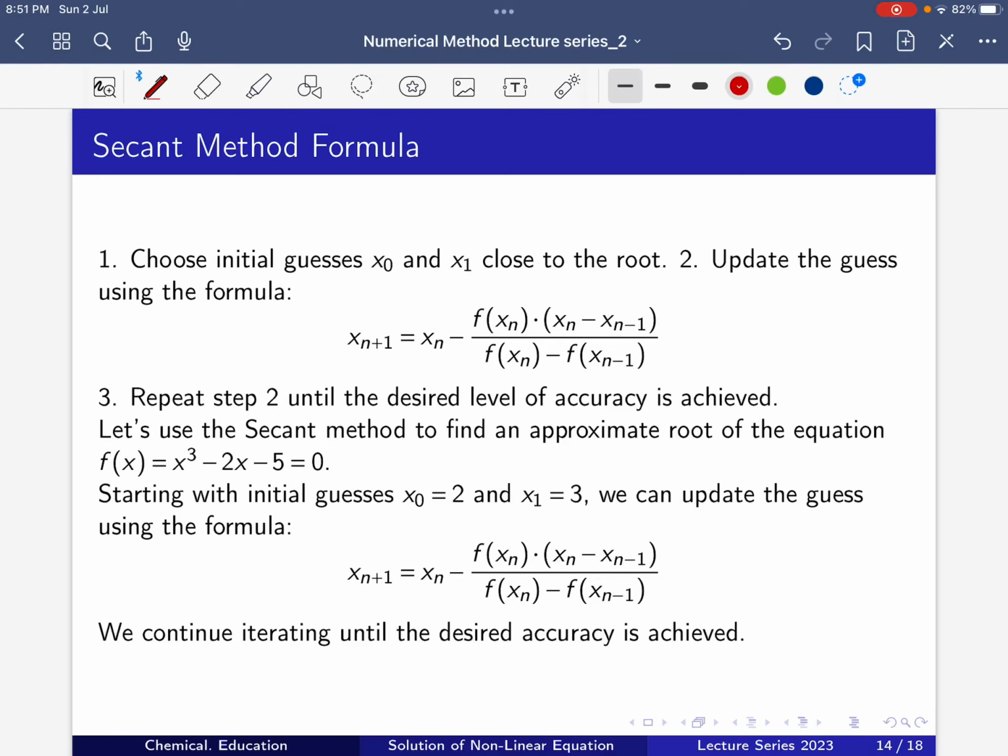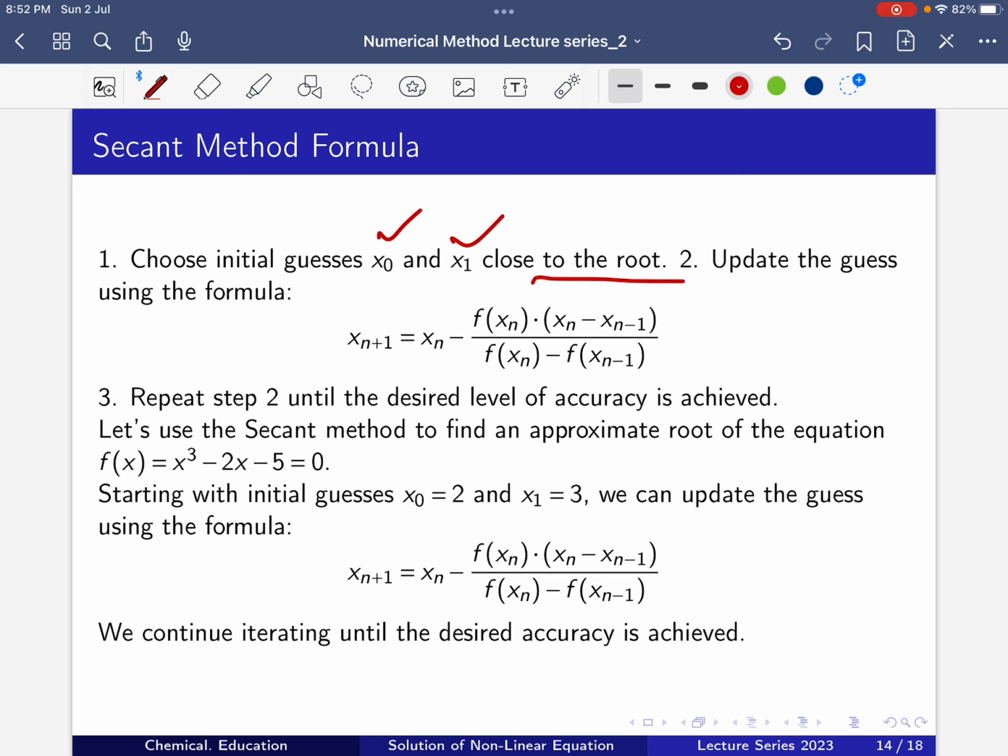Today I am going to discuss the secant method to get the root of a nonlinear equation. What is the secant method? For getting the root of a nonlinear equation by the secant method, we need two initial guesses, x0 and x1, that are close to the root.